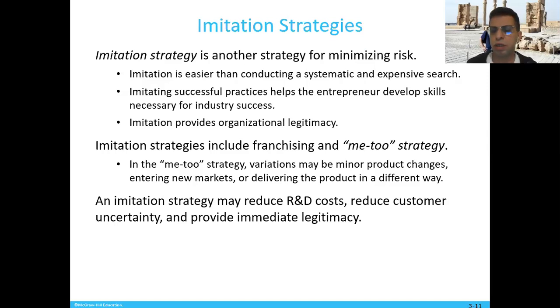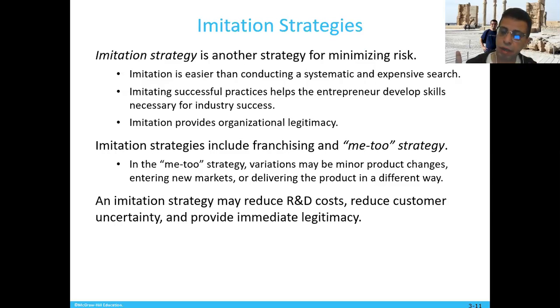I'm walking in a city where I see lots of McDonald's there. So I can make a restaurant look like McDonald's and start selling burgers there because I know people will buy that. That's one example of imitation. Imitating a successful practice helps the entrepreneur to develop the skills necessary for industry success.